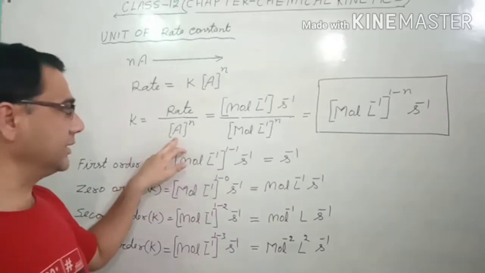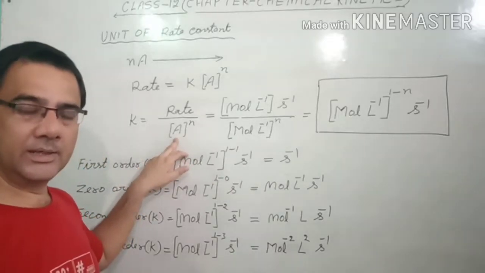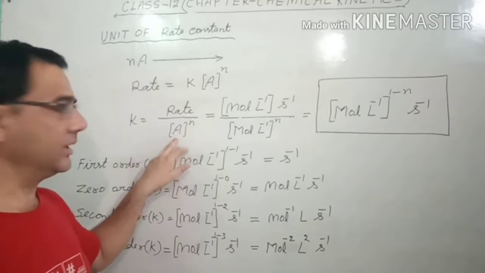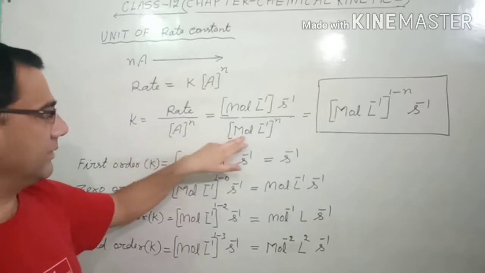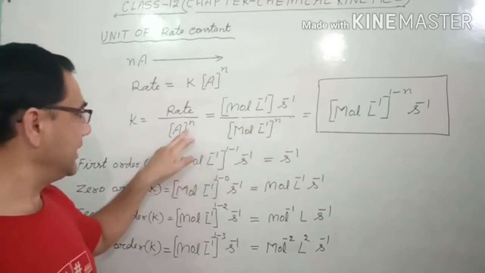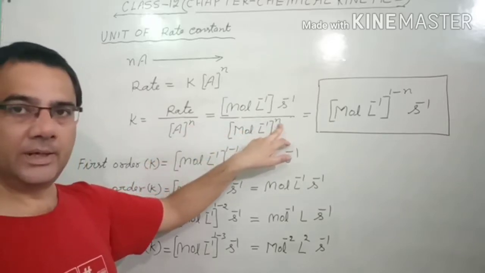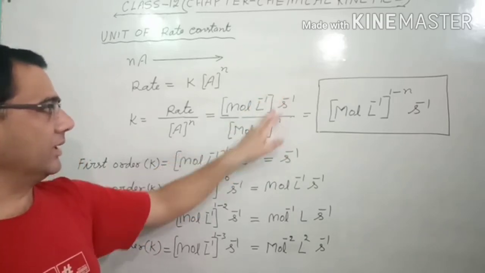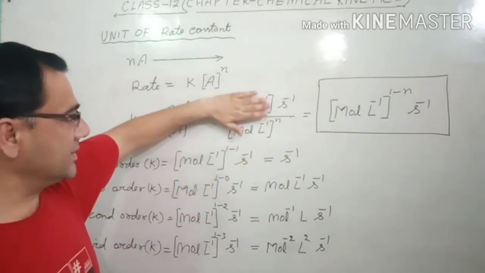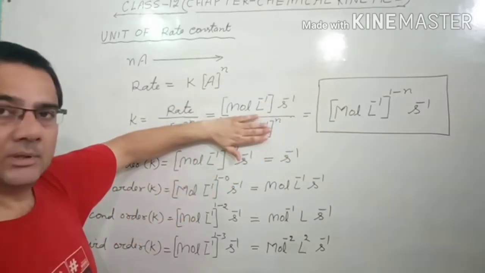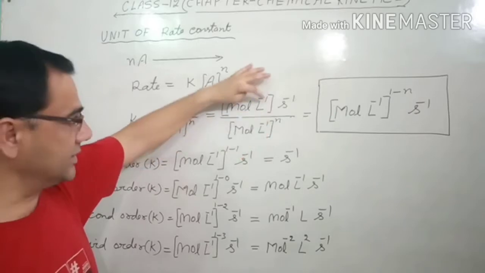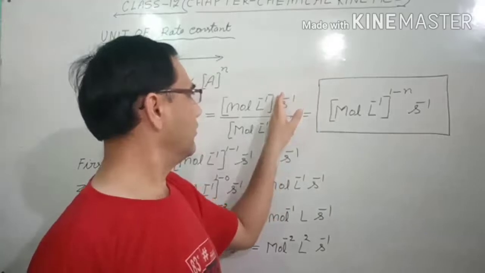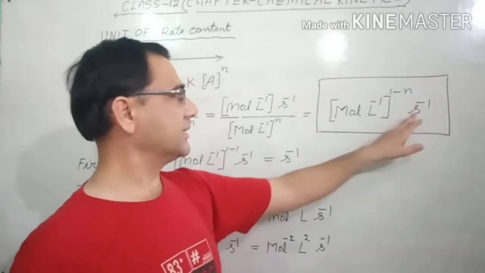And this is the concentration of the reactant A, and concentration of reactant A is taken in terms of molarity, that is mole per liter. So its unit will be mole per liter. And since it has the power n, here also we write n. So this is mole per liter, this is also mole per liter. It has the power 1 and it has the power n. When the bases are the same, then the powers are subtracted. So this is 1 and this is n. We write together mole per liter to the power 1 minus n, and per second we write as it is.